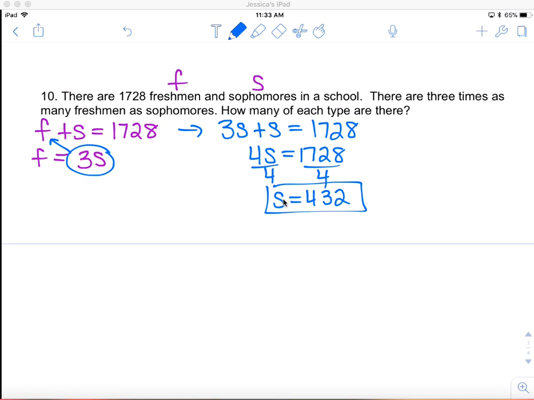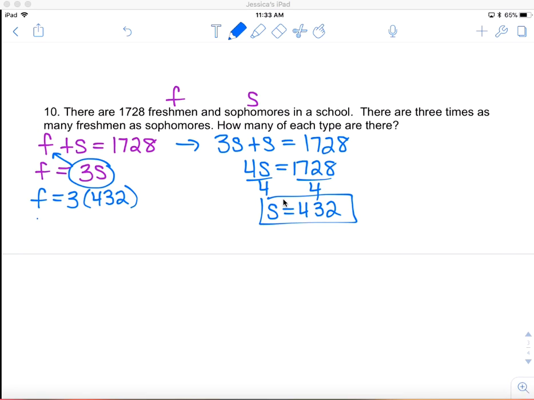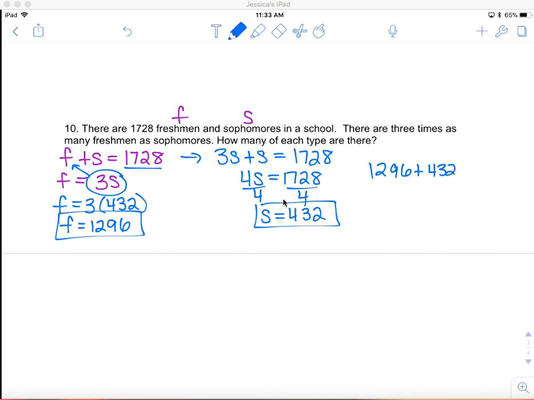If there are 432 sophomores, then to solve for the freshmen, I can plug that back into the original. 3 times 432 is 1,296. You can always double check this by seeing if those two numbers equal your total. 1,296 plus 432 does equal 1,728, so it makes sense.